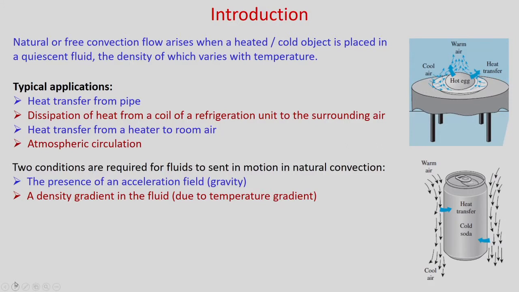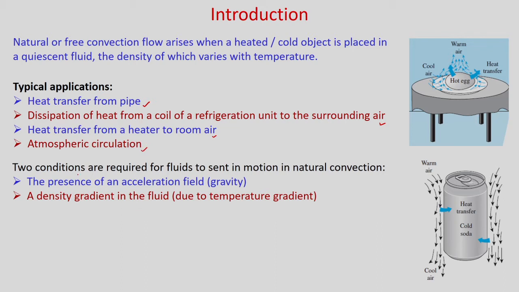So, you can see natural or free convection flow arises when a heated or cold object is placed in a quiescent fluid, the density of which varies with temperature. So, these are some typical applications: heat transfer from a pipe, dissipation of heat from a coil of a refrigeration unit to the surrounding air, heat transfer from a heater to room air, and atmospheric circulation.